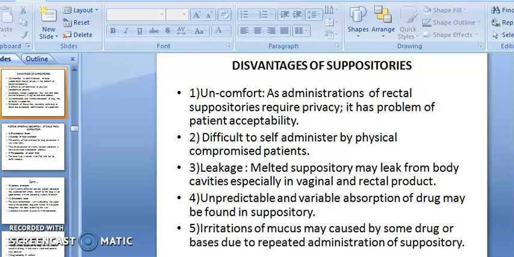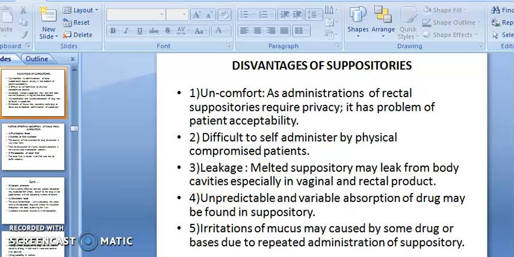Leakage. Melted suppository may leak from the body cavity, especially in vaginal and rectal products. It was observed that leakage was found when you insert the suppository in the rectum as well as the vagina. This leakage problem was observed with suppositories.